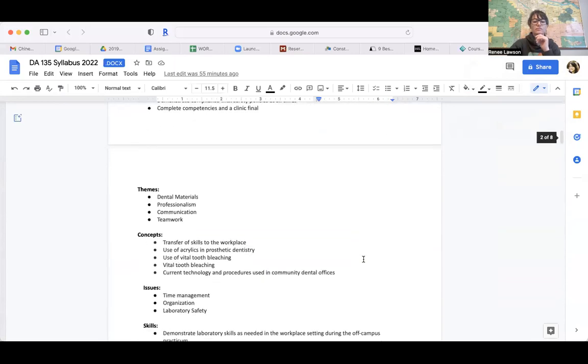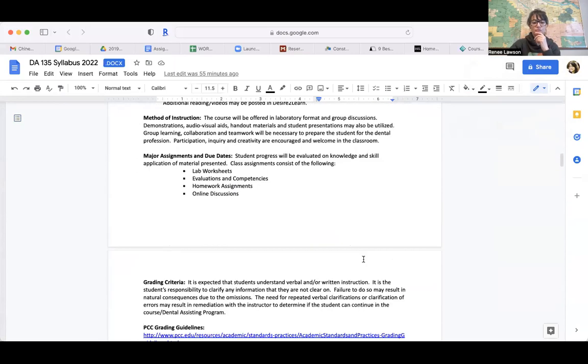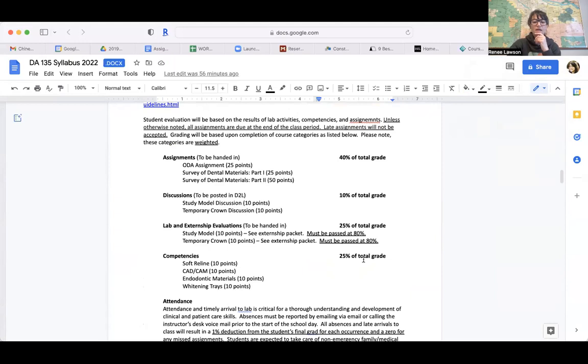Again, we only meet on Mondays, 2 times. So each group meets 2 times. This is the assignment list, the things you're going to have to complete, and what your grade is going to be based on for this class.